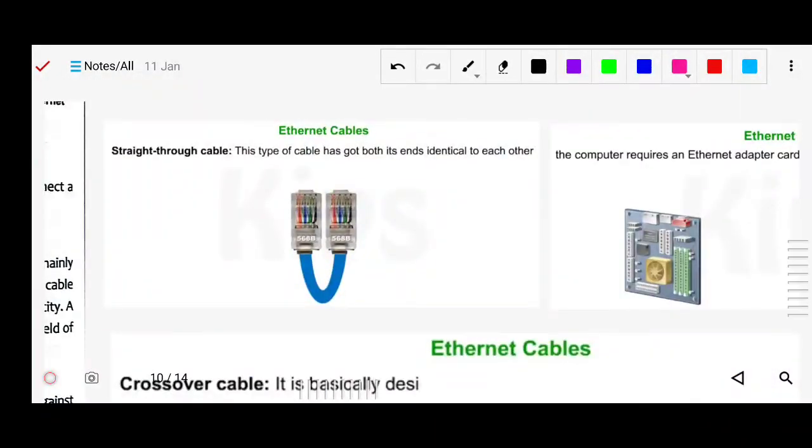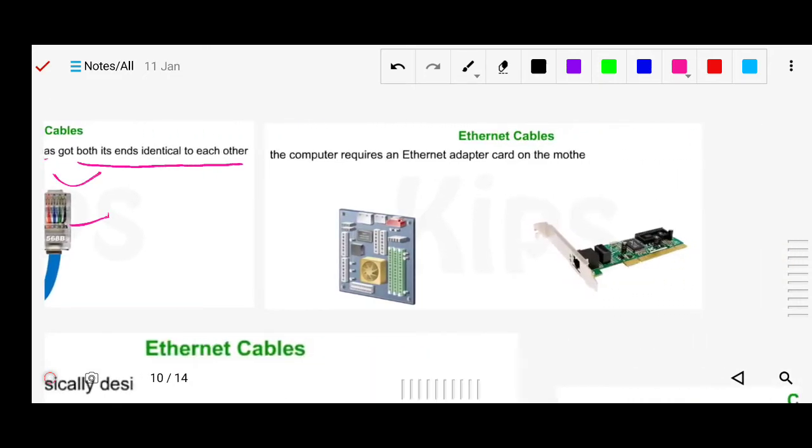So this is your Ethernet cable. This is the straight through cable. This type of cable has both ends identical to each other. Both sides have 8 wires, you can see, and it needs an adapter where it will be connected. The computer requires an Ethernet adapter on the motherboard, so there is an adapter to connect this. Here it is. So it is required in this case, and this is one of the drawbacks of this Ethernet cable.